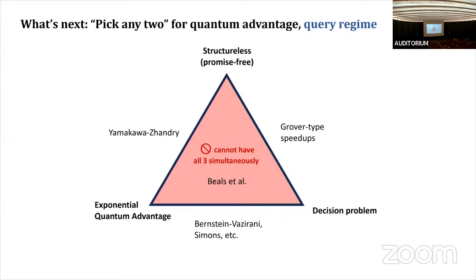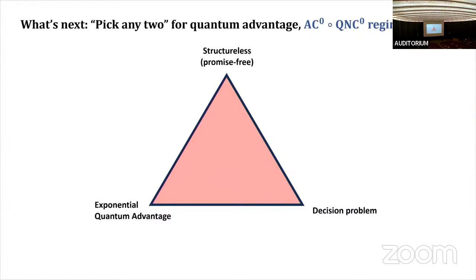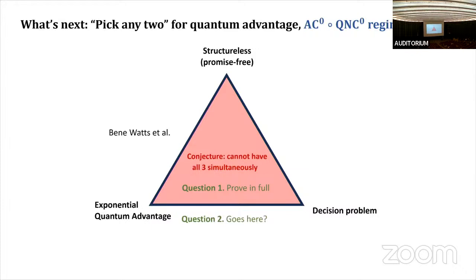And then you can ask, well, what about the triangle for constant depth? Adam Bene Watts et al. and related work cover this edge. The present work is trying to fill in the middle. So that's question one. And the other question you could ask is what goes here? I think these are all fairly interesting. So that's that. Thanks so much.